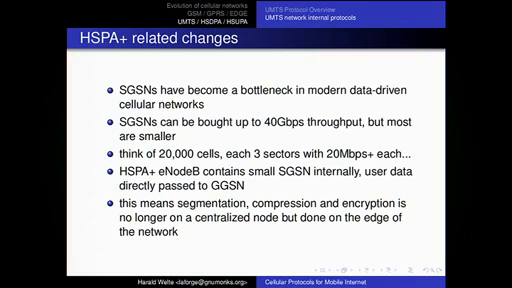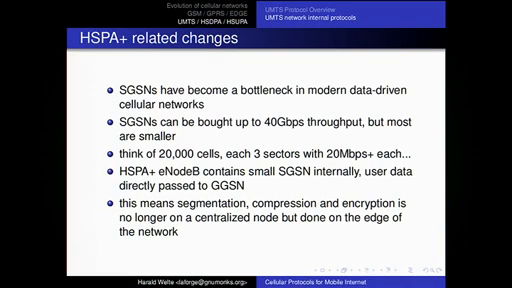the bottleneck, of course, becomes the SGSN, because it's a centralized node where all the user traffic goes to, because the SGSN takes care of the compression, decompression, encryption, decryption, retransmissions, and so on. I think the fastest that I've seen you can buy is 40 gigabits throughput, but most of them are actually smaller. And if you think about a network, like a nationwide network in Germany has about 20 to 30,000 cells. Well, if you think each of them would have a load of 20 megabits or something like that, you will see that this is not sufficient.